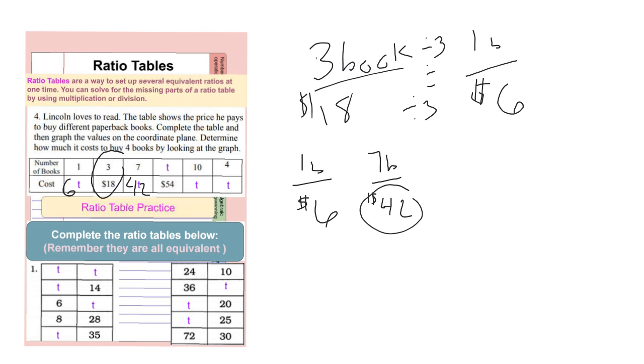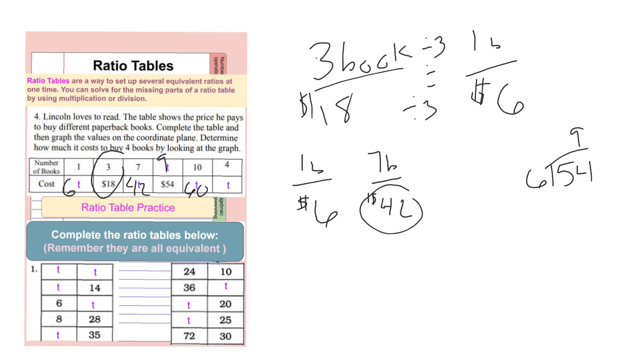Okay, now we need to figure out $54 and how many books that is. So we know that each book is $6. So what I'm going to do is take 54 and divide by 6. And 54 divided by 6 is 9. So I know that's 9 books. And we're almost done here. So if 10 books, we want to know about 10 books. So we're going to say 10 books times $6 a piece, and 10 times 6 is 60. So it's $60.